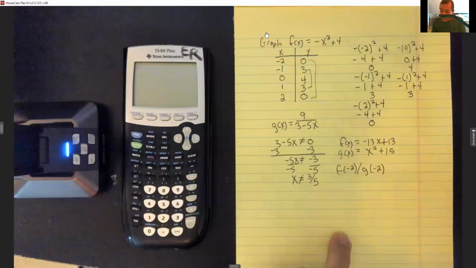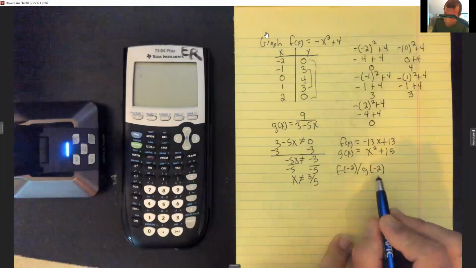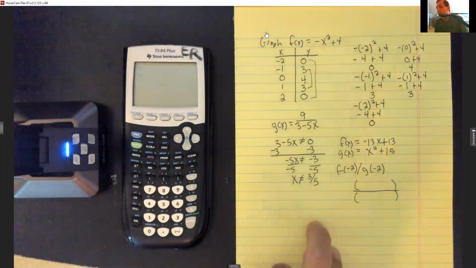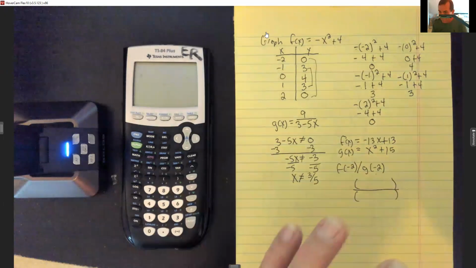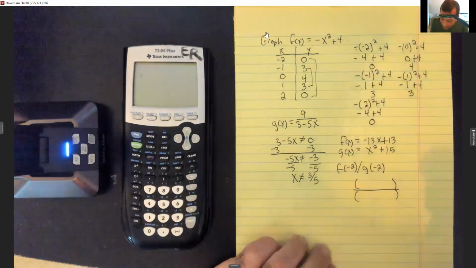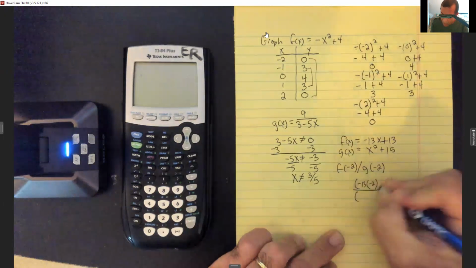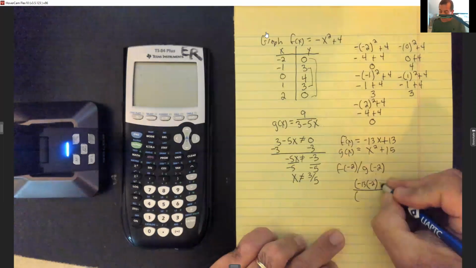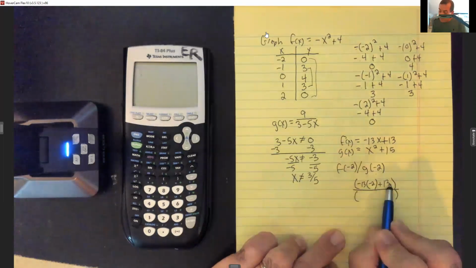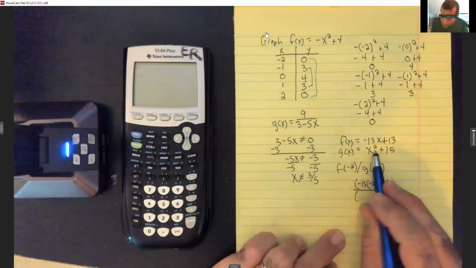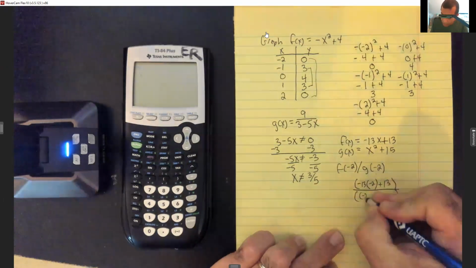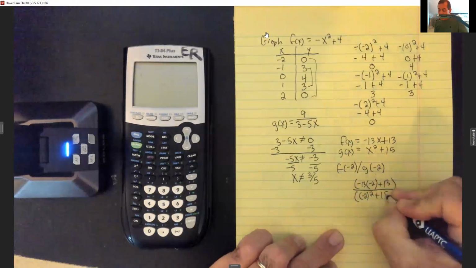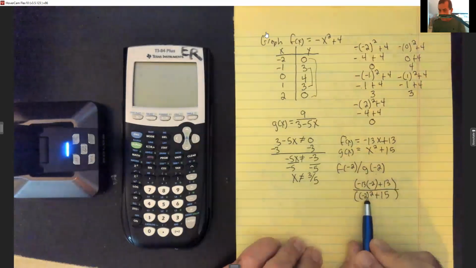All right, so f of negative 2 divided by g of negative 2. I'm going to put my f on top divided by my g. Now I'm putting parentheses because if you did this on the calculator, you would have to put parentheses around the top and the bottom. All right, so f is on top, so that's negative 13 times x, which they want me to put in a negative 2. And then I got a plus 13. So you still got negative 13x plus 13. The bottom has an x squared plus 15. So that'll be negative 2 squared plus 15. Since you're doing a negative number, put the negative number in parentheses.